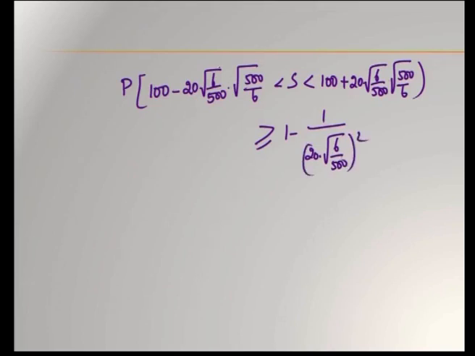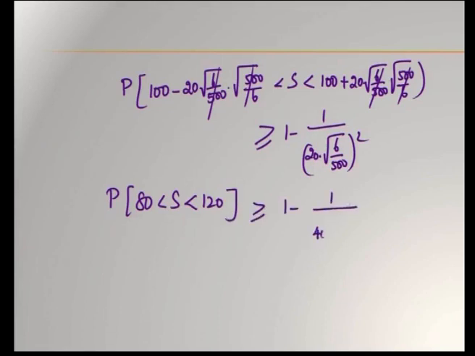Okay. So, this 6 by 500 and 500 by 6 get cancelled, and we have P of 80 less than S less than 120 is greater than or equal to 1 minus 1 by 400 into 6 by 500, which is equal to 1 minus 5 divided by 24.